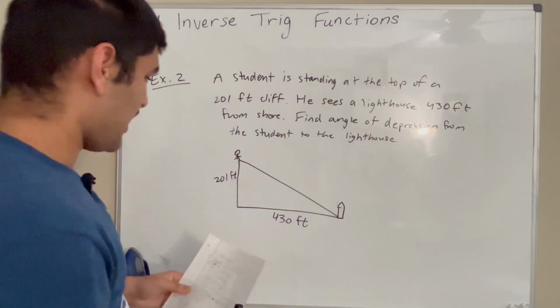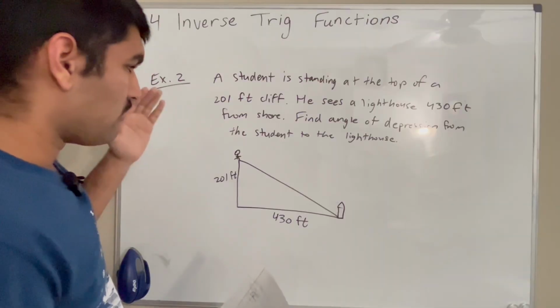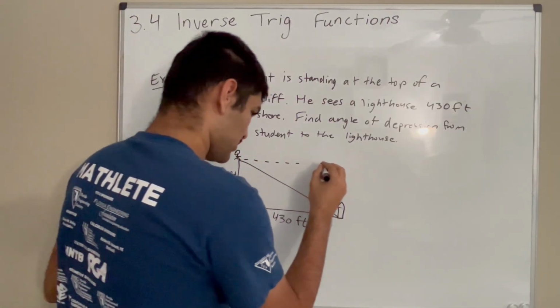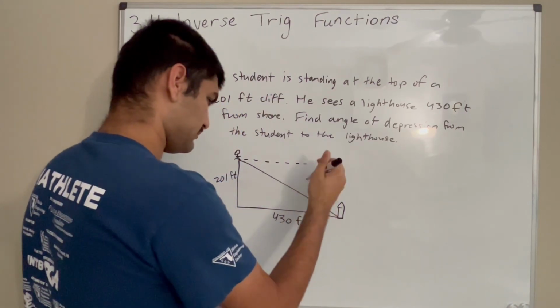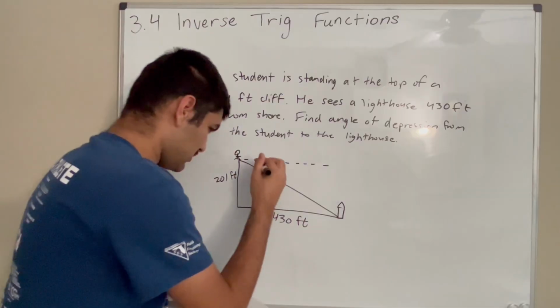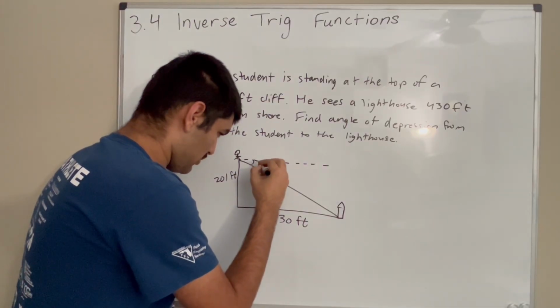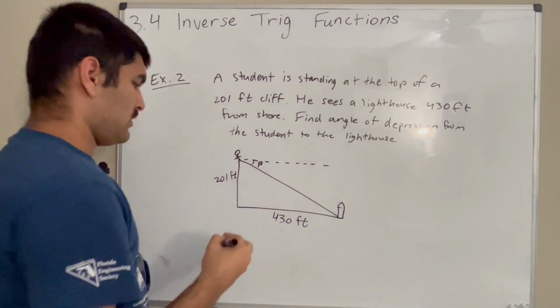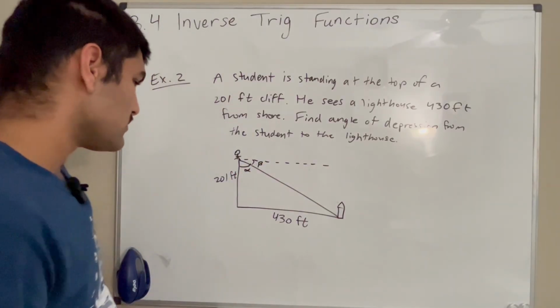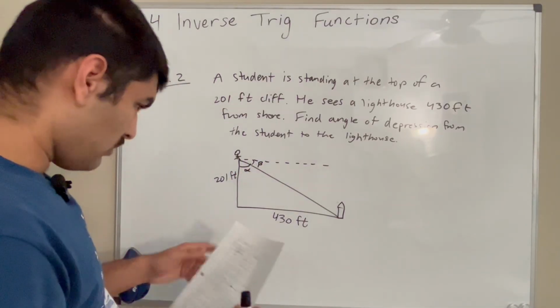Okay, so we want to find the angle of depression. So first of all, what is the angle of depression? So we're going to make a horizontal right here, and the angle of depression is this angle right here. I'll call it beta, and I'm also going to label this angle inside as alpha. Okay, so our goal is to find beta.